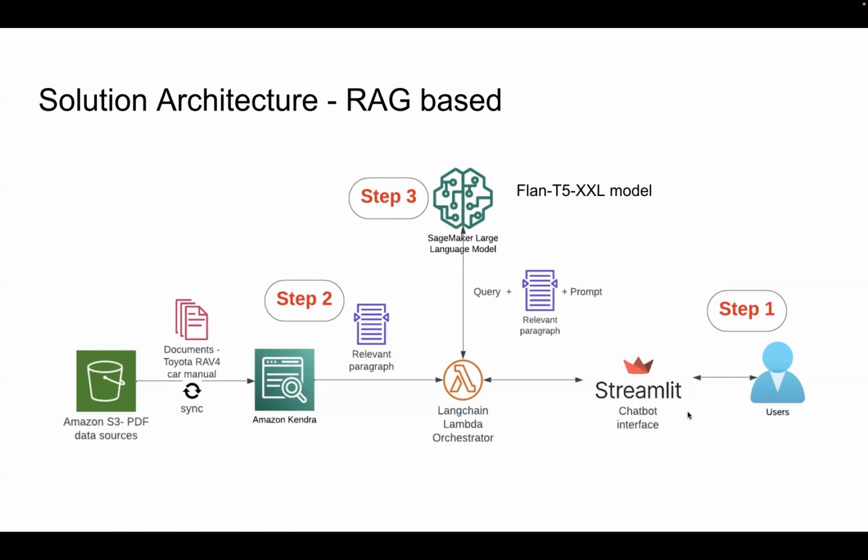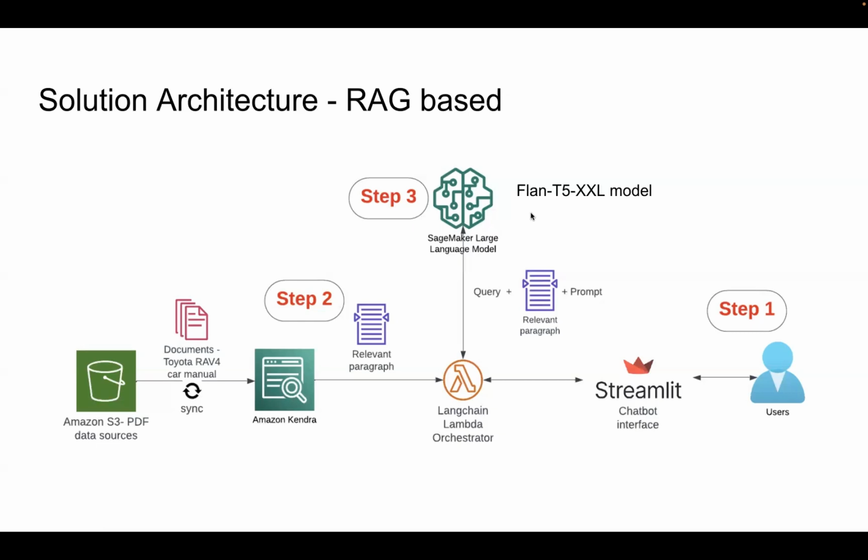In this workflow, once the chatbot is built, in step one, the user inputs questions on the chatbot interface, which is built with Streamlit, and I'm using LangChain as an agent framework to orchestrate different components in this workflow. When the user prompt comes in, LangChain sends this question prompt to Kendra, and it will collect the relevant paragraphs. Along with the relevant paragraphs, the query and the prompt will be sent to the large language model that is deployed on a SageMaker endpoint.